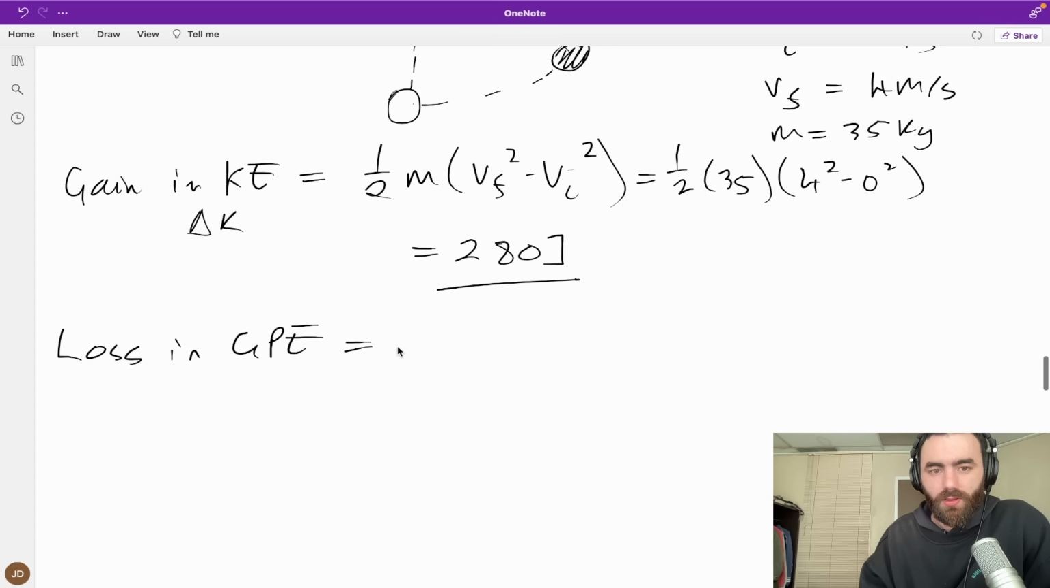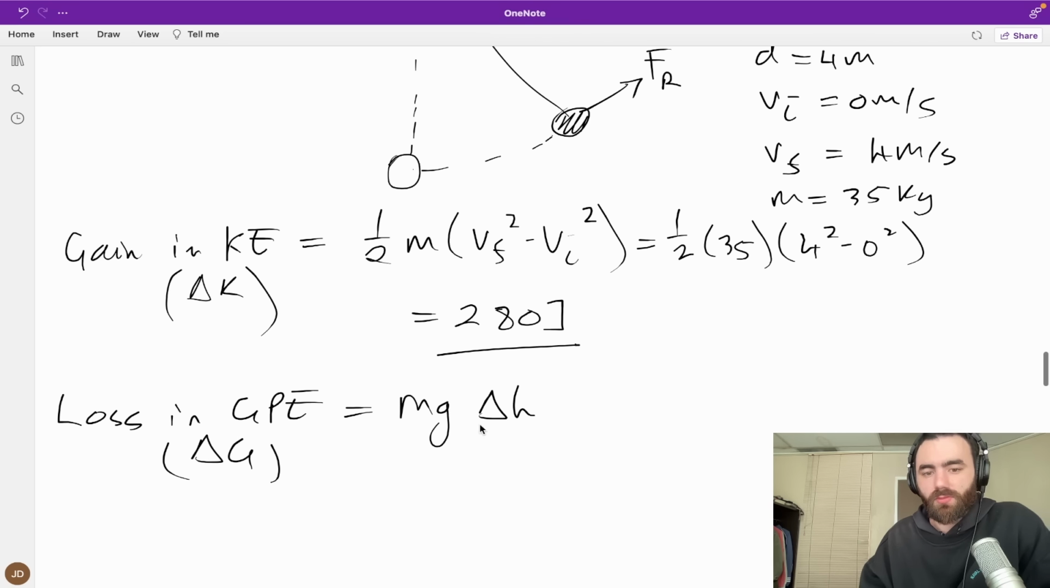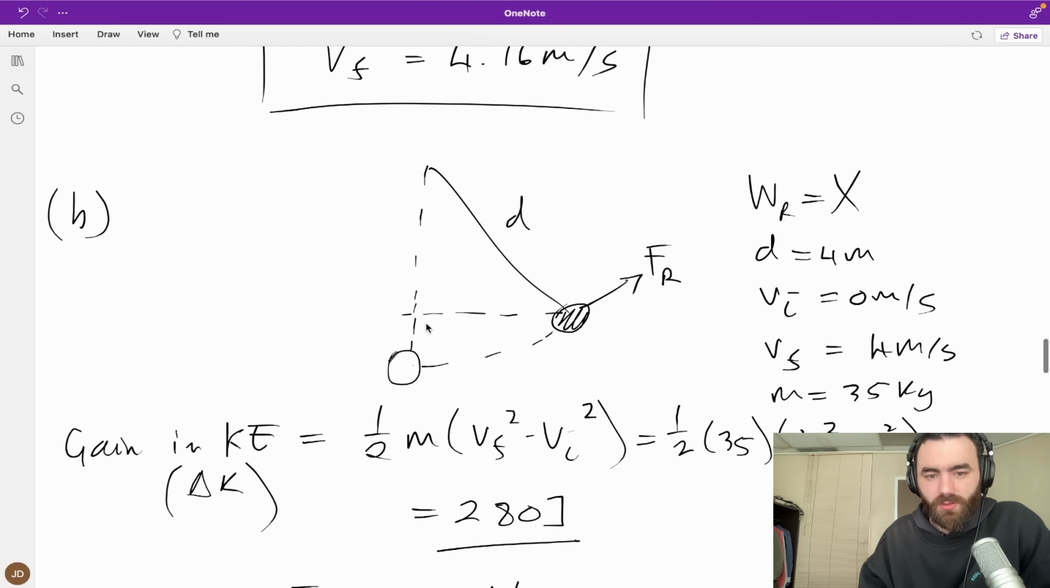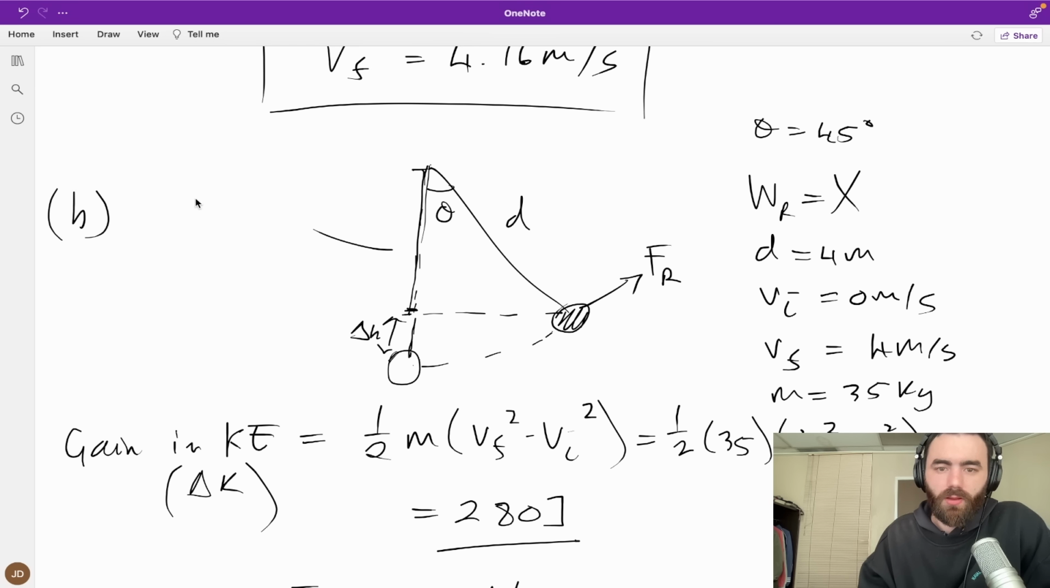It's just going to be mg change in h, the change in gravitational potential energy. Loss in gravitational potential energy, well, what is the change in h? Similar to before, this is the change in h. This whole length here is d. What is this length here? This is theta. This length here is going to be what? Cos of theta equals d over this length.